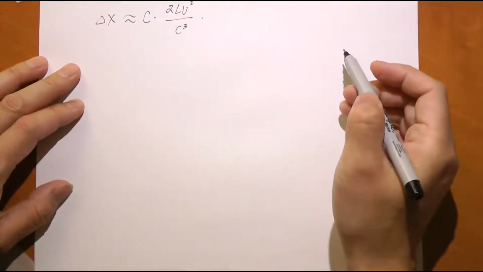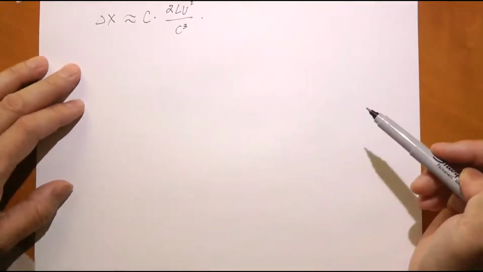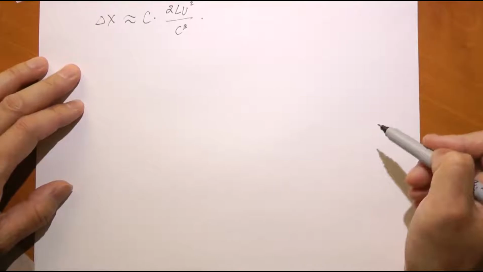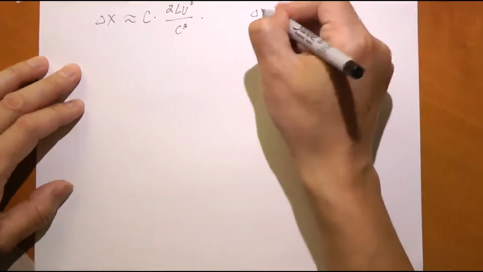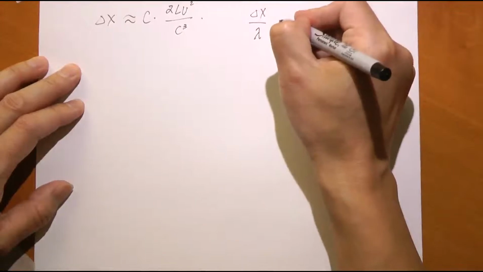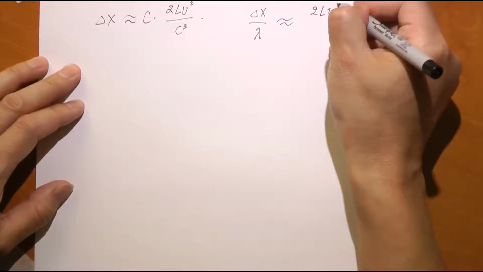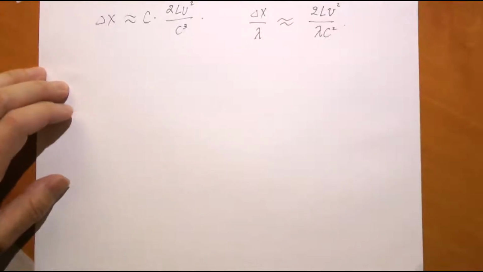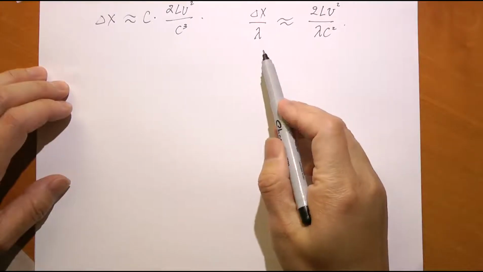And how does that result in any fringe shift? Well, every time delta x equals one whole wavelength, it's going to go from one fringe to the next. So if delta x is a fraction of lambda, the pattern will move by a fraction of the fringe, and that fraction is delta x over lambda, right? And that is roughly equal to 2Lv²/(λc²). That's the fractional shift. If that fraction equals 1, you're going to see a whole shift, a whole wavelength.